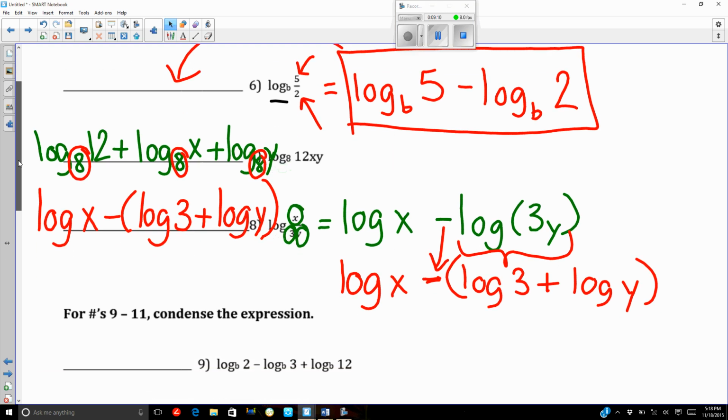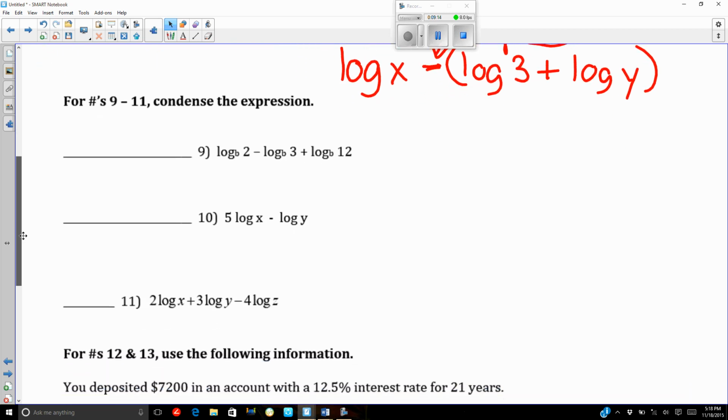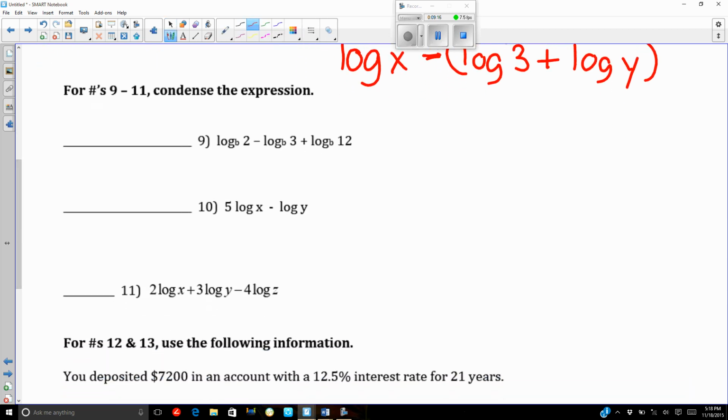So for 9 through 11, we're going the opposite direction. We're condensing the expression. We start with 3 logarithms on number 9. We want to condense it to a single expression. So we read number 9 from left to right. And I'm first going to combine these 2 logarithms. Subtraction, of course, converts to division. So this is log base B 2/3, or 2 divided by 3.